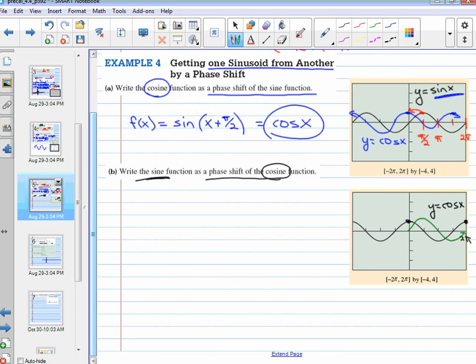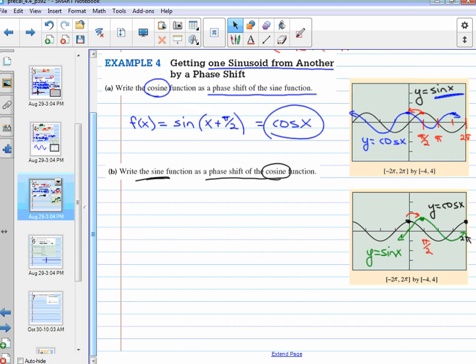Sine graph looks like that. Now it keeps on going this direction as well. So I can just take this point and move it there, and then it would match up. Everything would just slide to the right, and it's sliding to the right pi over 2. So I can take a cosine function, slide it to the right pi over 2, and it looks like a sine function.